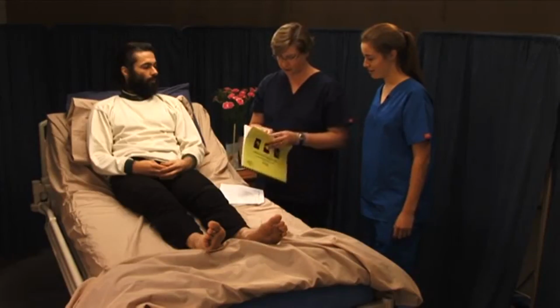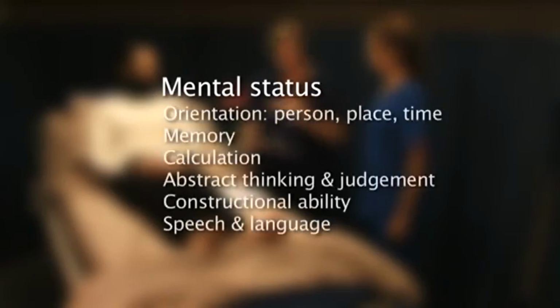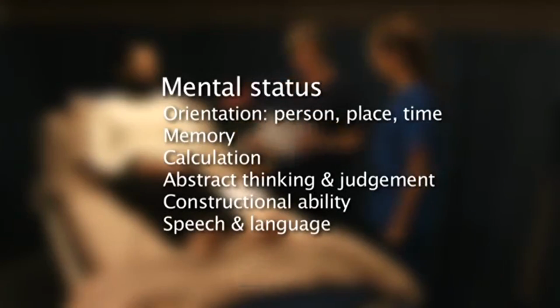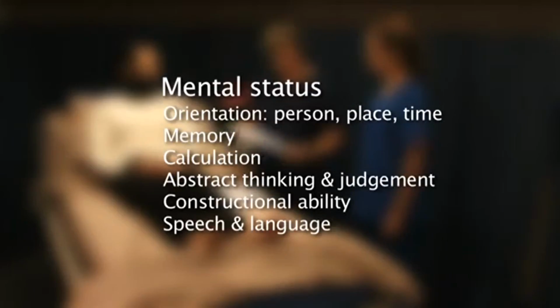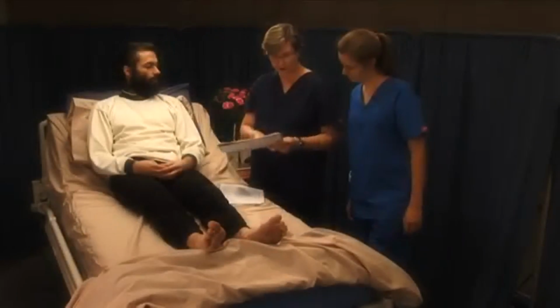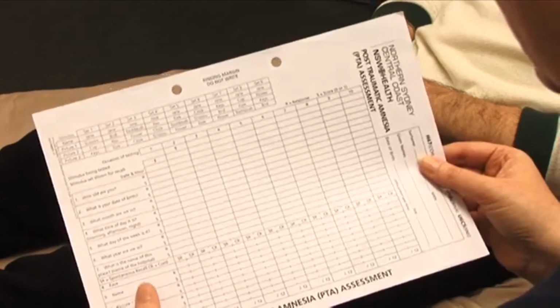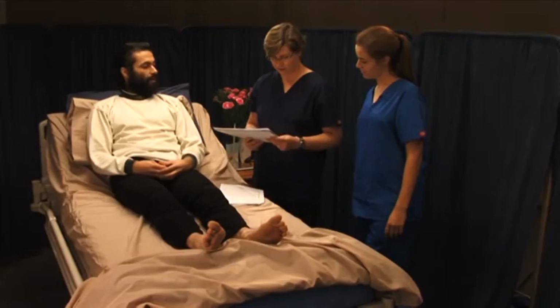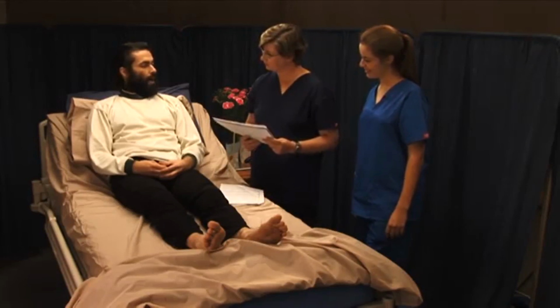After the cranial nerve assessment, you assess the patient's mental status, including orientation to person, place and time, memory, calculation, abstract thinking and judgment, constructional ability, and speech and language. What we'll use is our PTA form. As Vicky has already assessed Christian's orientation during the Glasgow Coma Scale assessment, she moves on to memory. To assess memory, Vicky uses the following questions from the post-traumatic amnesia tool.